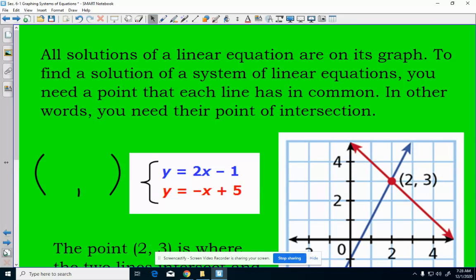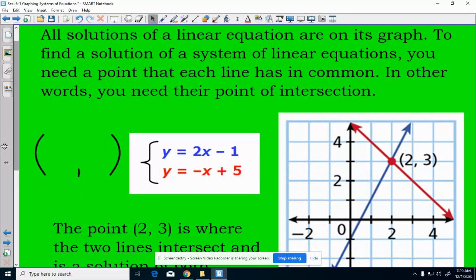If you take a look at this top screen here, it says all solutions of an equation are on its graph. So any ordered pair that works in a linear equation could be thought of as points that make a graph. If we are going to look for a solution of a linear system, then basically what we need to do is find a point that they share in common. What we're ultimately looking for, if you look at this picture off to the right hand side, is the blue line, 2x minus 1, and the red line, negative x plus 5.